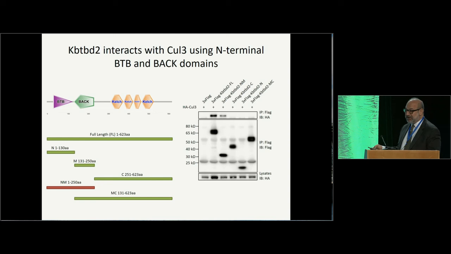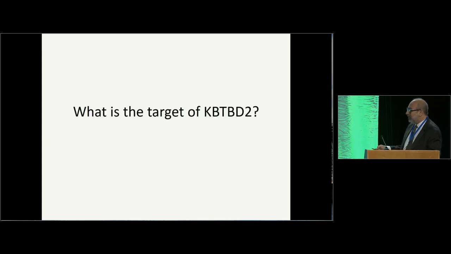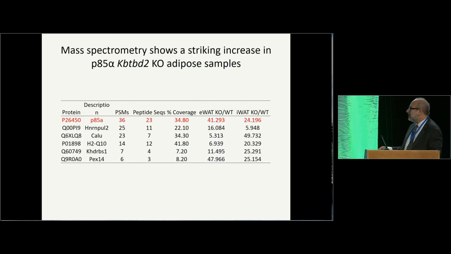We suspected, based on structure, that this protein, about which not a single paper had been published, would interact with cullin, and cutting away parts of KBTBD2, we found that it would, and these are the bands that document that. And we wondered then, naturally, what's the target of this E3 ligase? And we performed mass spectrometry on fat cells and found something very striking. At the very top of the list, we found that there was a 40-fold excess in epididymal white fat of P85 alpha, the regulatory subunit of PI3 kinase.